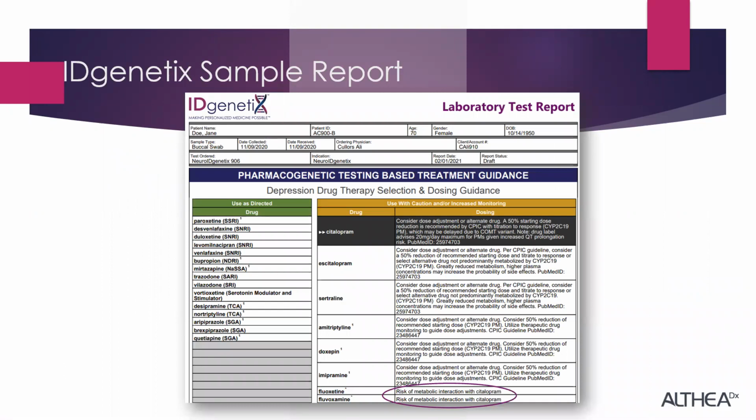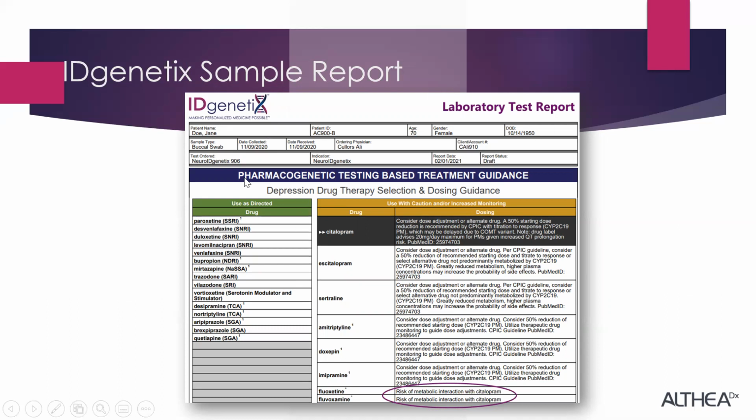Previous legacy tests that may be outdated don't provide you with the amount of drug-gene information that we have, which comes at the beginning, and then the drug interaction piece comes after. PGX is a tool that guides therapy, and we must be mindful that there's a patient behind this raw data. So with that being said, I want to orient you and walk you through our IDgenetix report and how it's laid out.